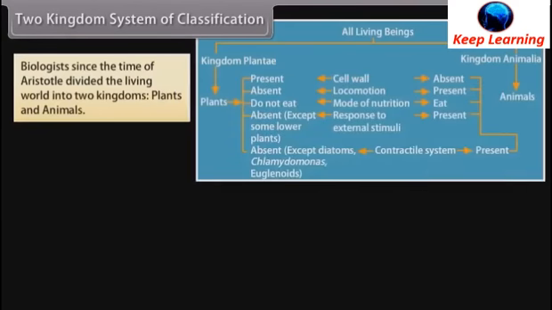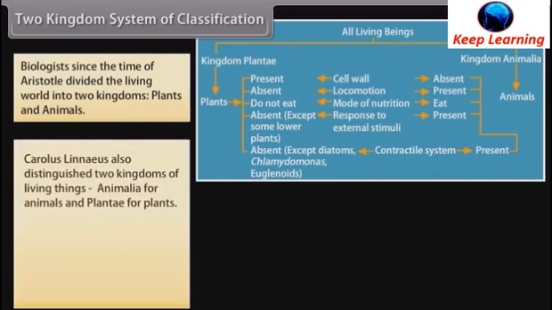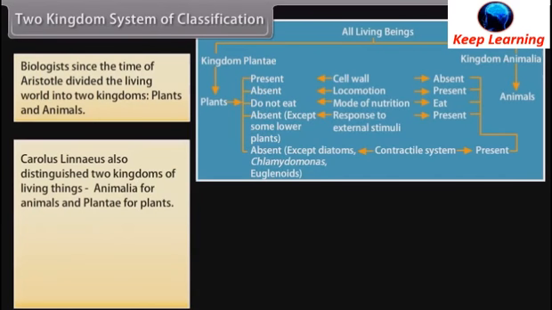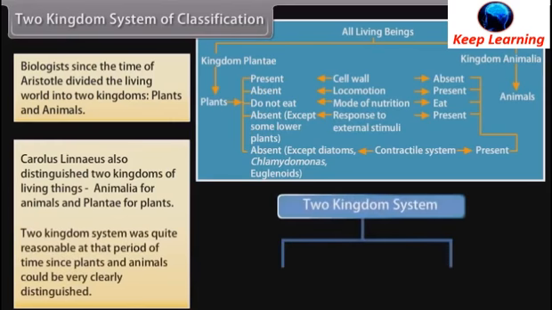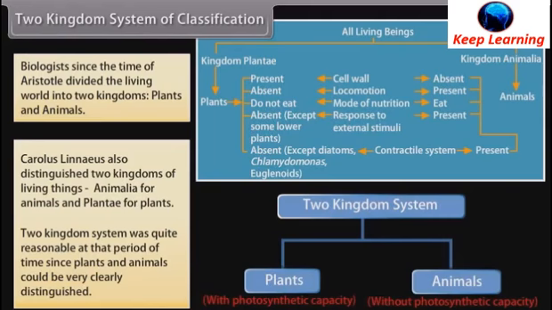Two-kingdom system of classification. Biologists since the time of Aristotle divided the living world into two kingdoms, plants and animals. Linnaeus also distinguished two kingdoms of living things, Animalia for animals and Plantae for plants. Two-kingdom system was quite reasonable at that period of time since plants and animals could be very clearly distinguished.